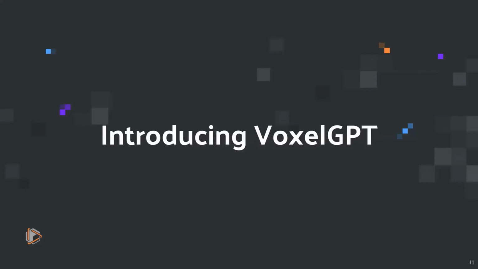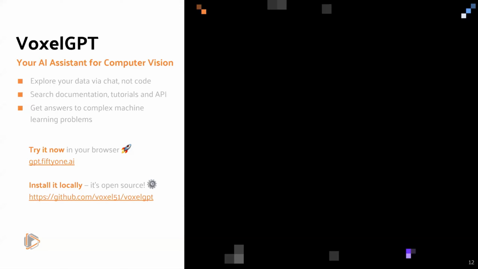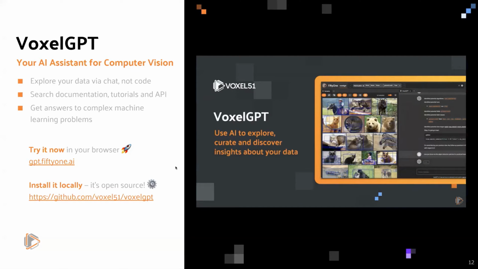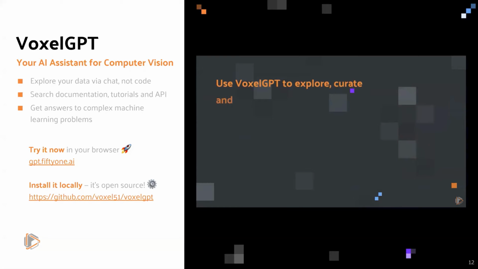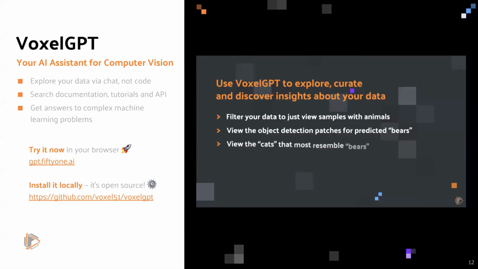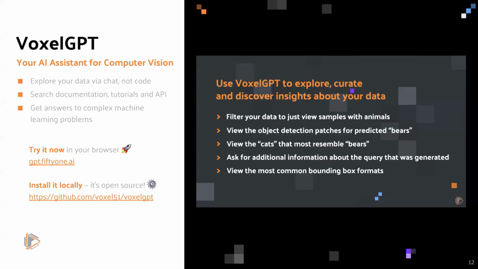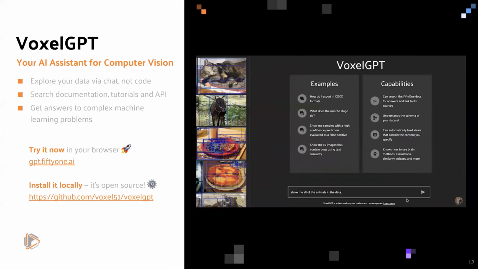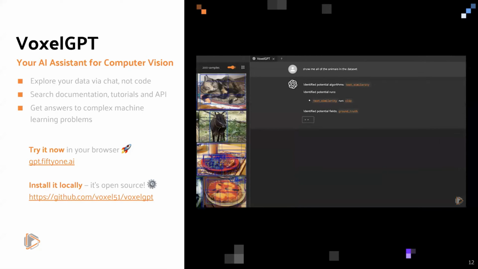So in case you missed it, we announced a really exciting new feature we're calling VoxelGPT in the last week or so. So let's start by talking about that. And I think the best way to understand what VoxelGPT is really just to watch it in action. So we're calling VoxelGPT your AI assistant for computer vision. What does that mean? Well, it's providing, as the name GPT implies, a chat-based interface to allow you to ask questions about your data sets, the FiftyOne documentation, and even general computer vision knowledge directly in the FiftyOne app.